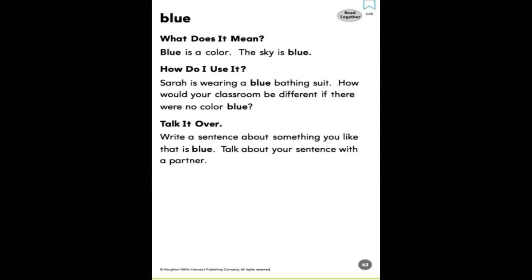Talk it over. So let's think about a sentence about something you like that is blue, and then share that sentence. So my example would be, my favorite color is blue, and I have a blue pen. What is your sentence using the word blue?